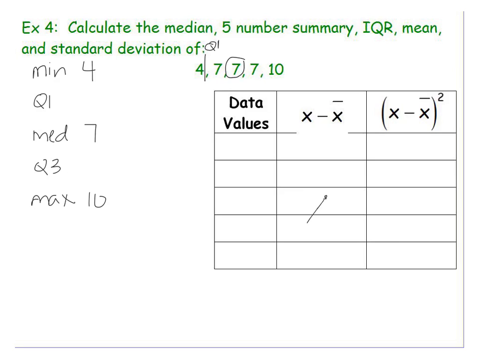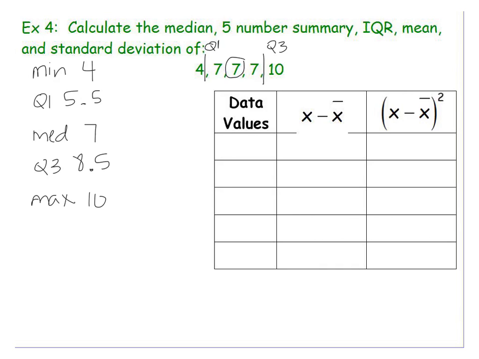And Q3, well, let's do Q1 first. So to find the number in the middle, we have to add them and divide by 2. 4 plus 7 is 11, and 11 divided by 2 is 5.5. We're going to do the exact same thing to find Q3. It's right here in between those two, sorry. We're going to add them. 7 plus 10 is 17, and 17 divided by 2 is 8.5. So that's your 5-number summary.